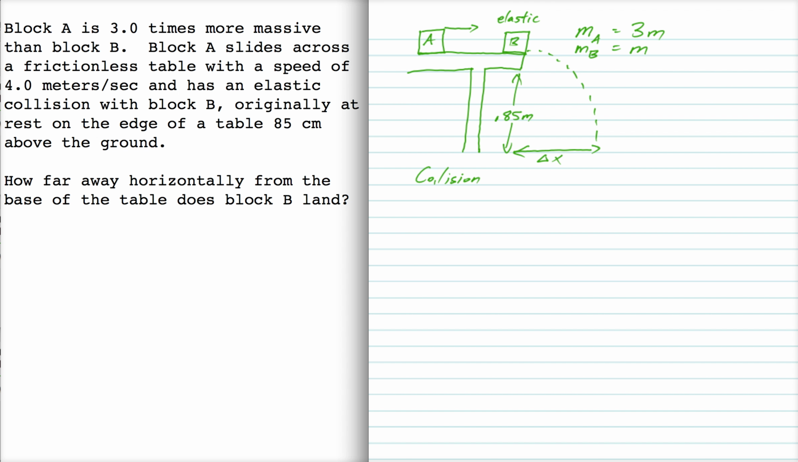Since it is an elastic collision, now I'm only worried about block B after the collision. Block A is probably going to bounce back off or something like that, but I'm only worried about block B, so we'll call block B block 2. If we look back at our velocity equations on the formula sheet, we have that for elastic collisions, we've got this formula.